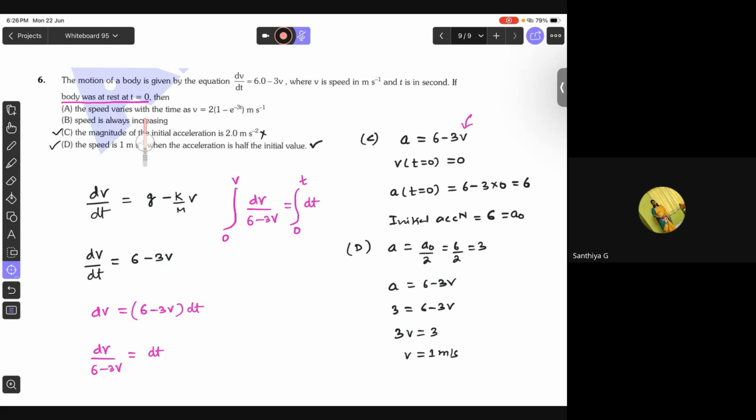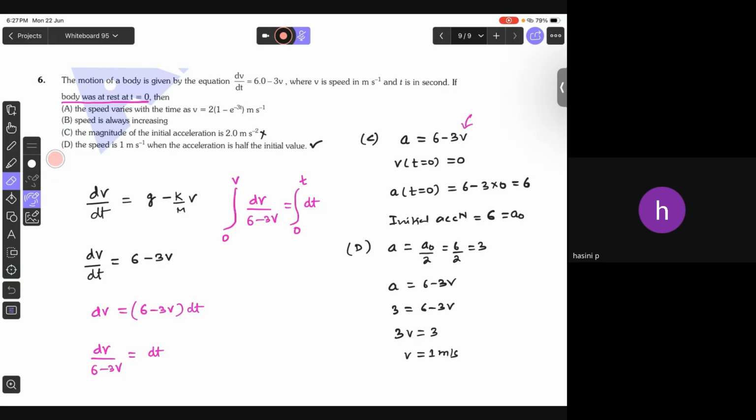Speed is increasing. Infinity we never reach, no? It's a concept. So infinity literally we never reach. And dv by dt is always positive. So speed always increases. Option B is correct here.